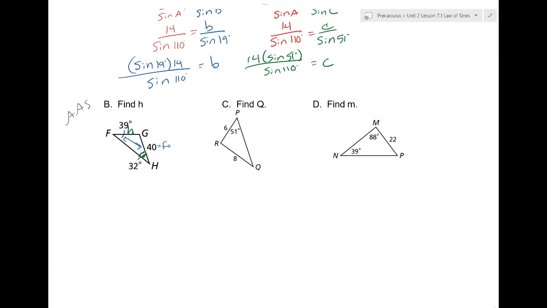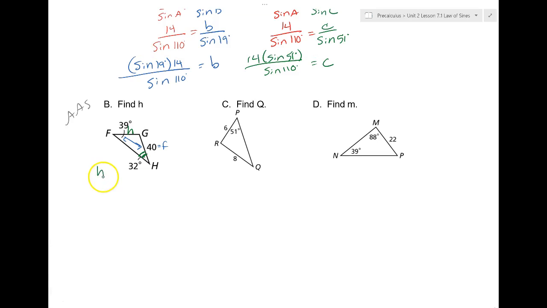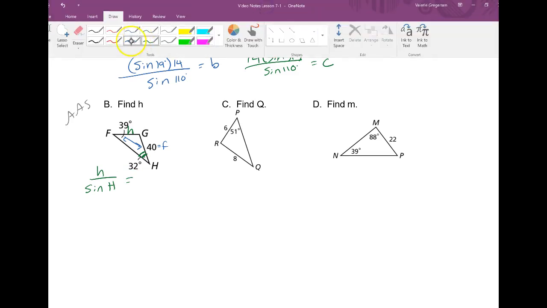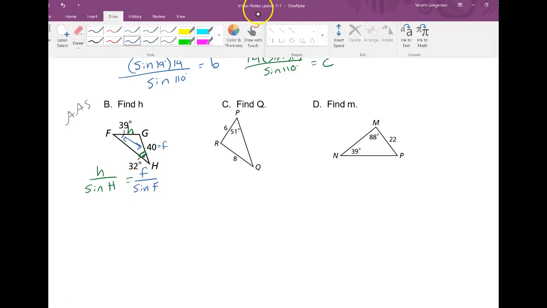So how could I write this formula so it makes sense? Well, I do know that H is going to go to sine H. So that's really like going A is to sine A. Opposite side and angles, we just use the letters that are given to us, is the same as F is to sine of angle F. And then we just plug in our values with this one.